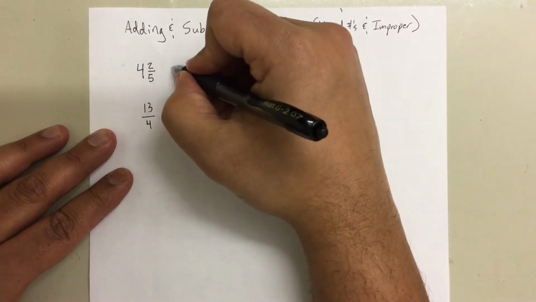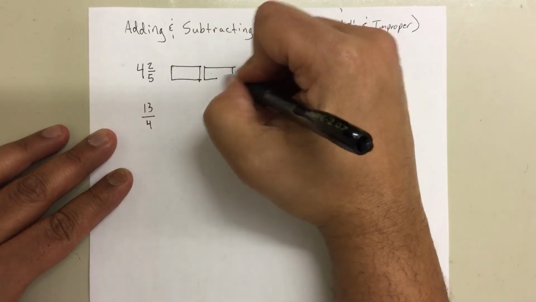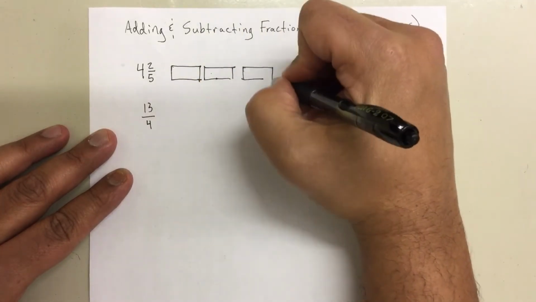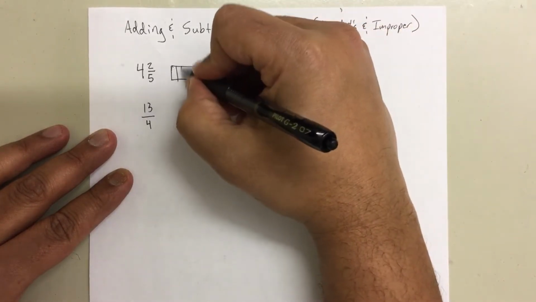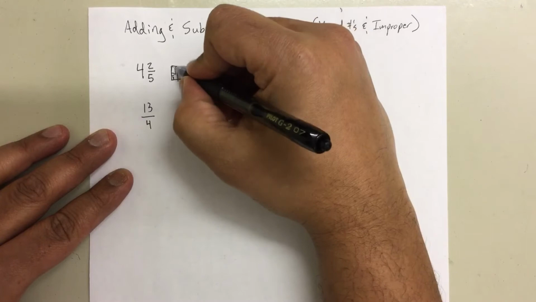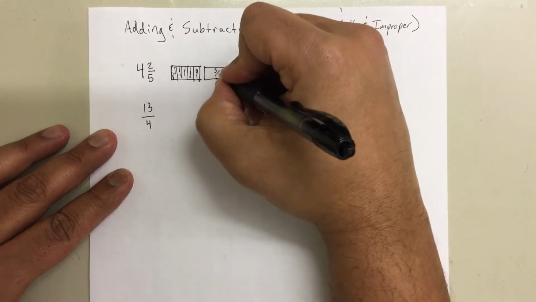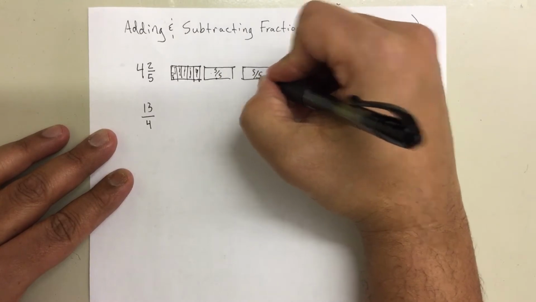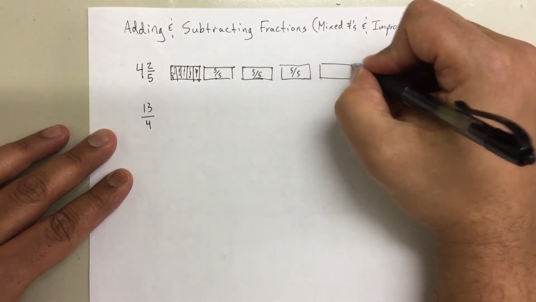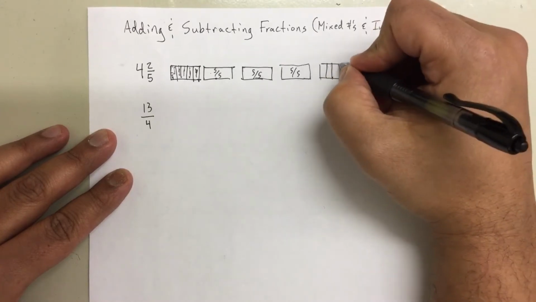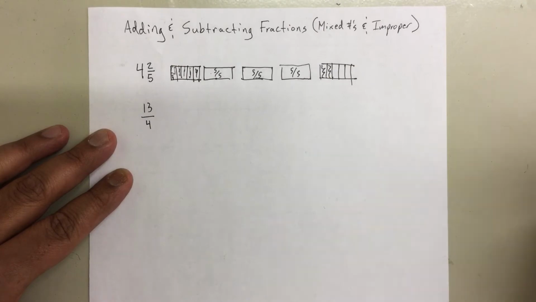If I was going to draw this, I would say I have 1, 2, 3, 4 candy bars that each have 5 pieces, so 5/5 in each of these, and then one that has 1, 2, 3, 4, 5, only 2 of the pieces.